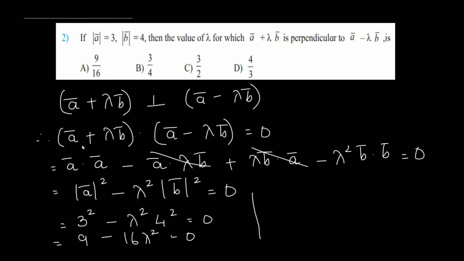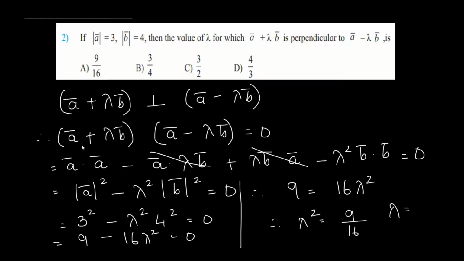And therefore, in this case we get 3 square, that is 9, is equal to 16 lambda square. And lambda square is equal to 9 upon 16. And so one of the values of lambda becomes 3 upon 4. And that value is what is given over here as answer B. So the answer which we get over here is 3 upon 4.